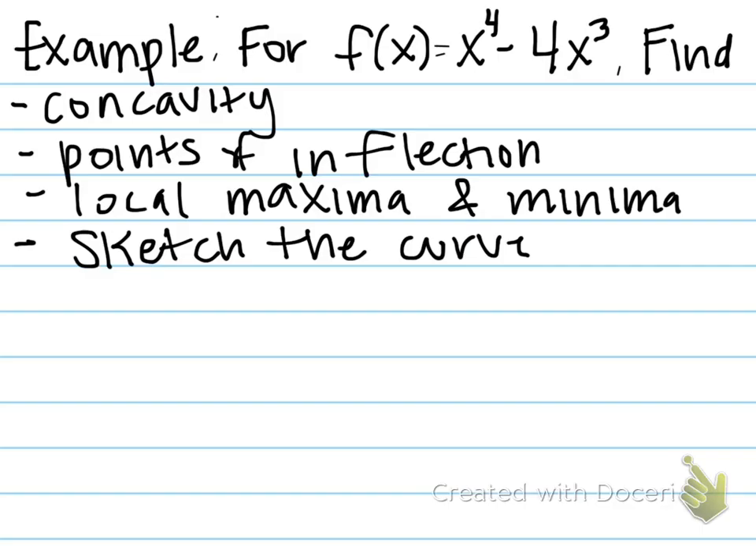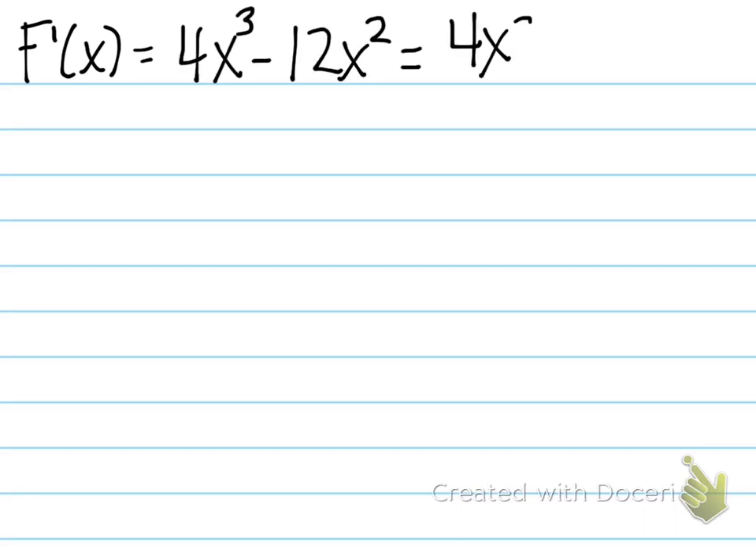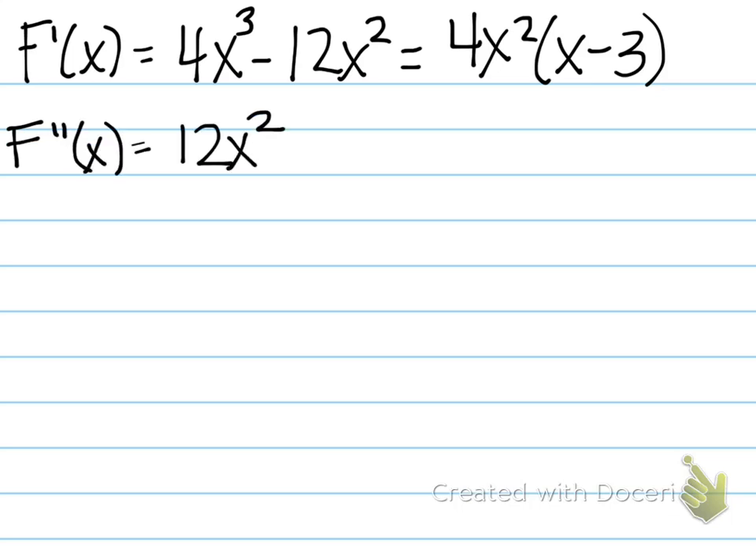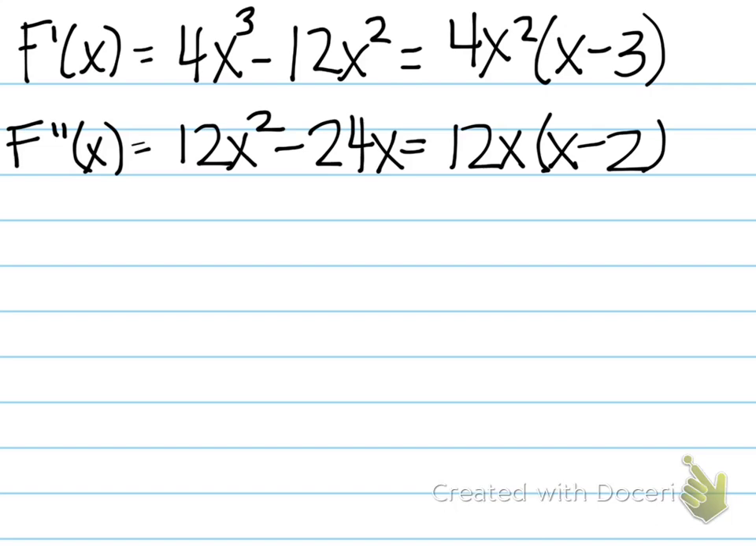Okay, let's look at an example. If we have the function f of x equals x to the fourth minus 4x cubed, let's find the concavity, the points of inflection, the local maximum and minimum, and sketch the curve. The first thing we'll need is the derivative. When we take the derivative of f of x, we get 4x cubed minus 12x squared, which is equal to 4x squared times x minus 3. We'll also need the second derivative. When we take the derivative again, we get 12x squared minus 24x, which is equal to 12x times x minus 2.